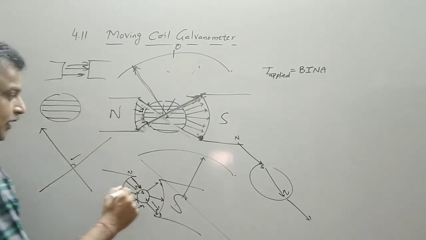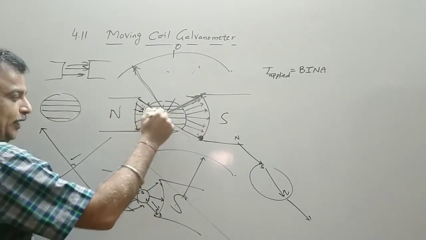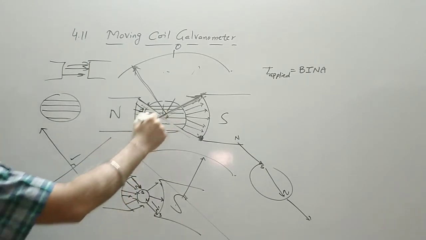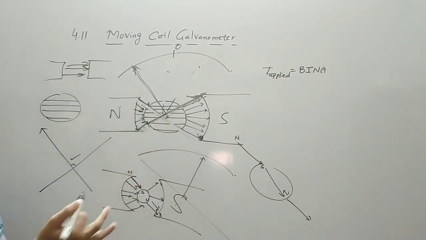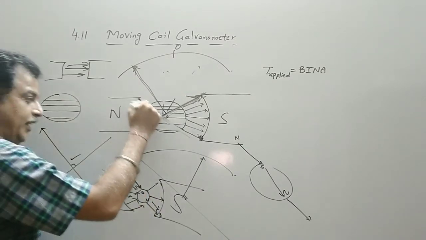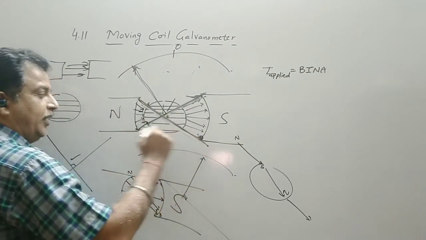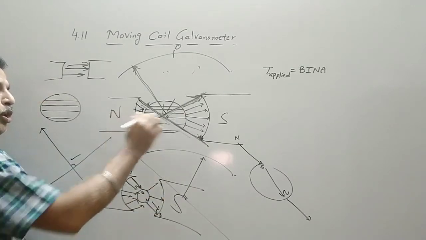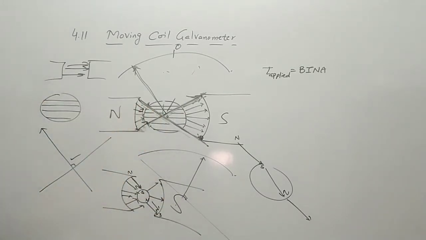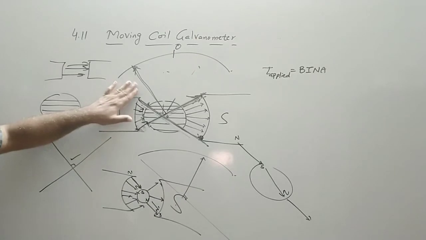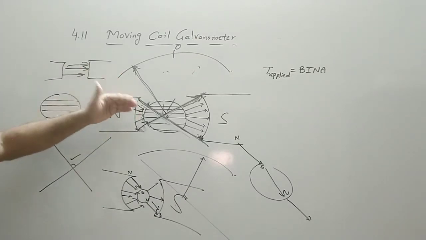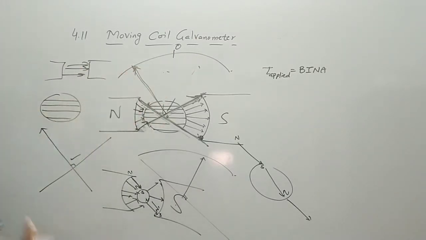Now the pointer is connected not directly to the core. We have a spring on it. So that spring gets compressed or opens up. Anyway, this radial magnetic field always makes an angle of 90 degrees with the pointer, or you can say our area vector.